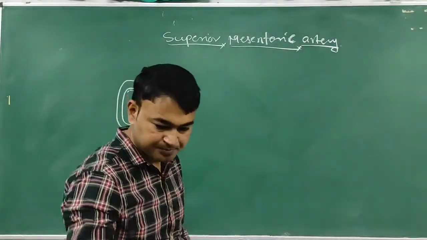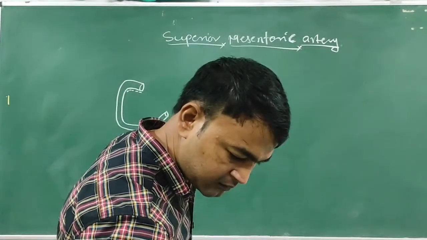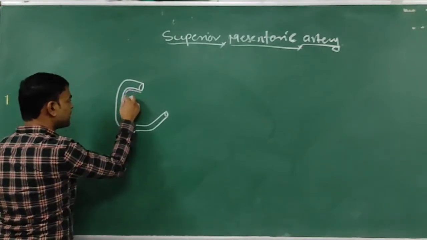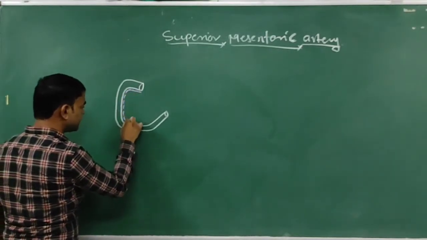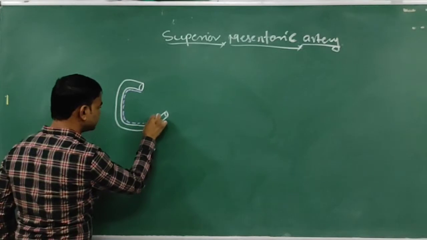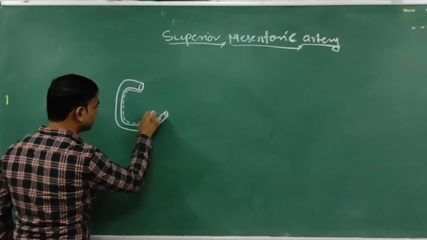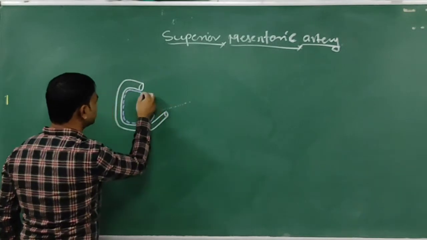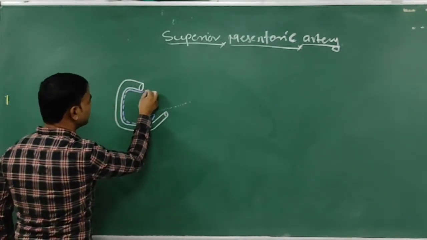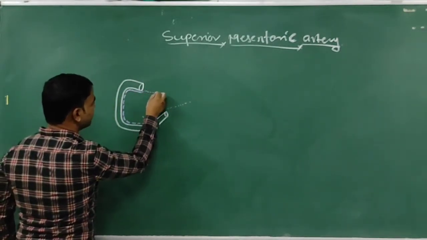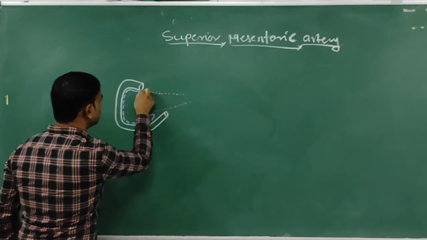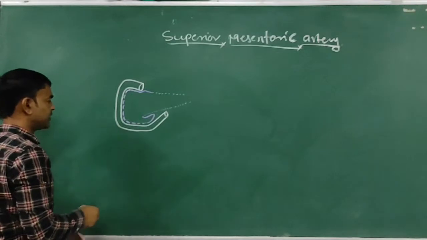This is the pancreas. The head of the pancreas includes the uncinate process, and this is the body of the pancreas.